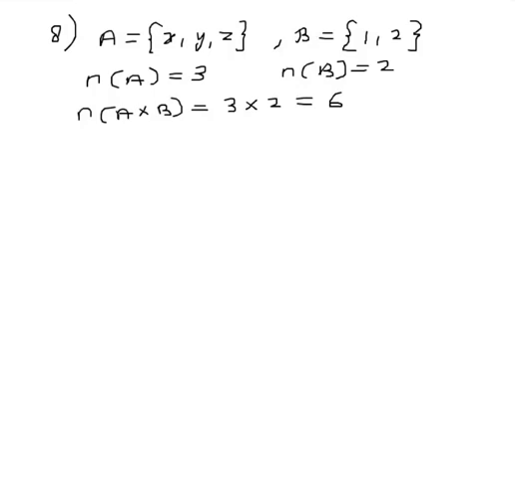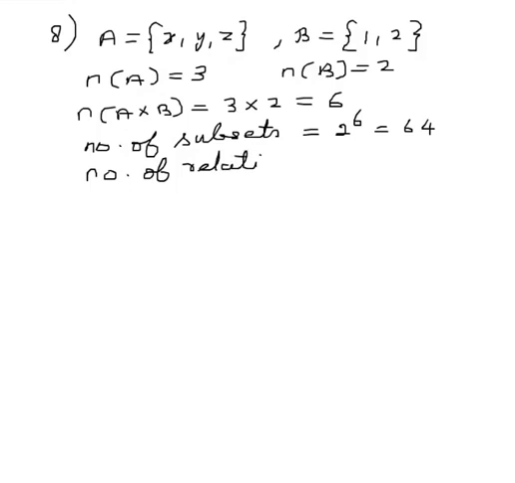And we know the definition of a relation. Every subset is called a relation. So how many subsets we can write? So number of subsets, we know the formula 2 power n, which is 2 power 6. 2 power 6 is 64. Each subset is called a relation. Therefore, number of relations defined from A to B will be 64.